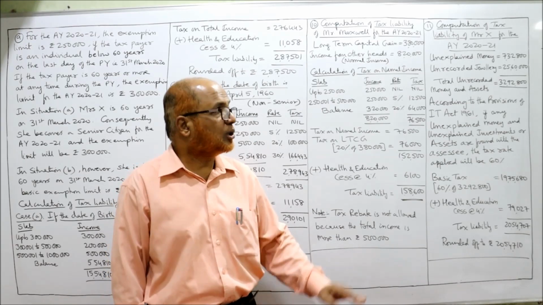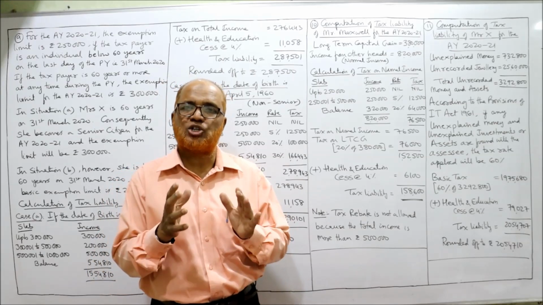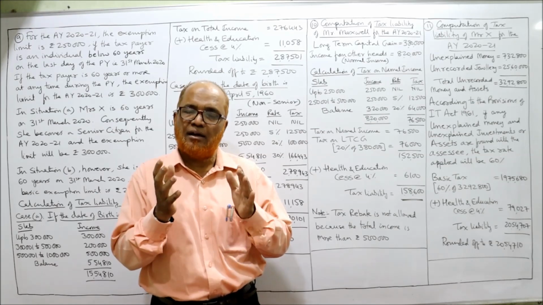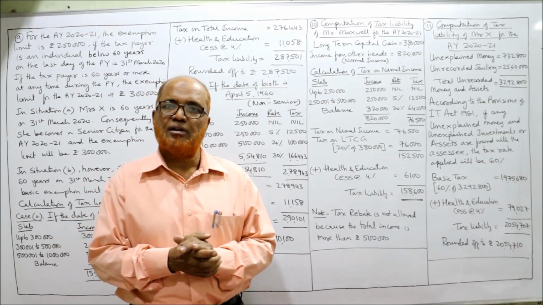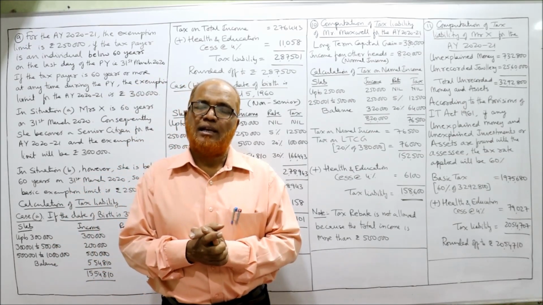That's all. So this is the end of the 11th problem on this introduction part, which consists of calculating the tax liability, then residential status. In the next video we are going to do the problem on residential status, then incidence of tax. So I have explained 11 problems.